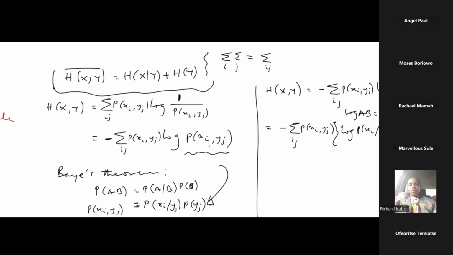Okay. Now we can also open this up, which will now be sigma ij p of x_i, y_j log p of x_i given y_j plus, oh no, minus, sorry. This will now be minus sigma ij p of x_i, y_j log p of y_j, right? Are we good? Yeah.